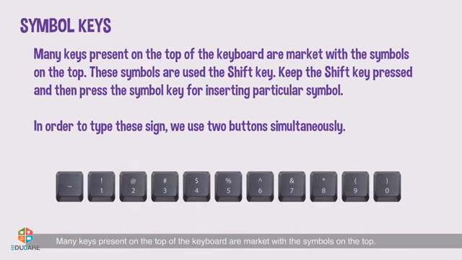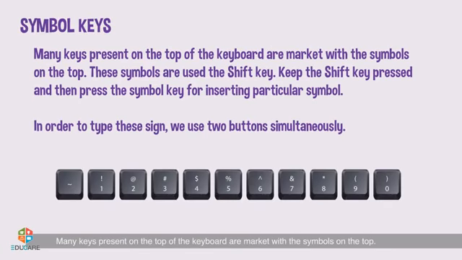Symbol keys. Many keys present on the top of the keyboard are marked with symbols on the top. These symbols are used using the Shift key. Keep the Shift key pressed and then press the symbol key for inserting a particular symbol. In order to type these signs, we use 2 buttons simultaneously.